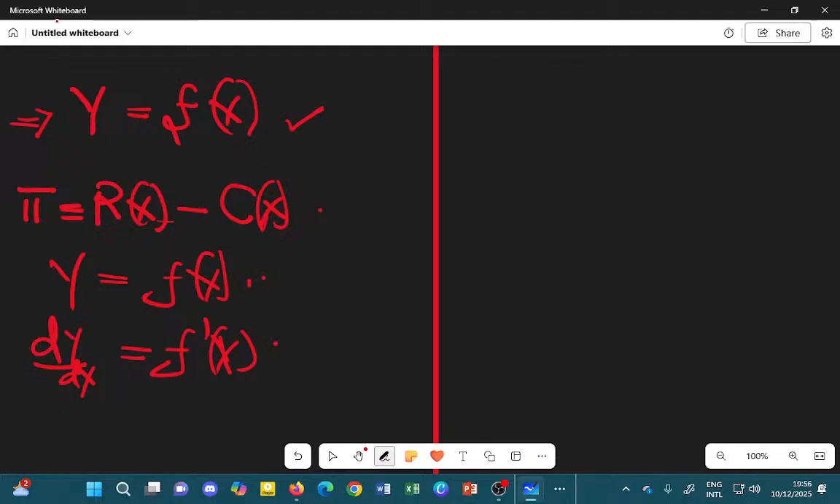Now, if what I'm interested in is finding the second derivative, then I would differentiate this again, in which case I'll be referring to it as f double prime, to mean that I've differentiated that function twice.